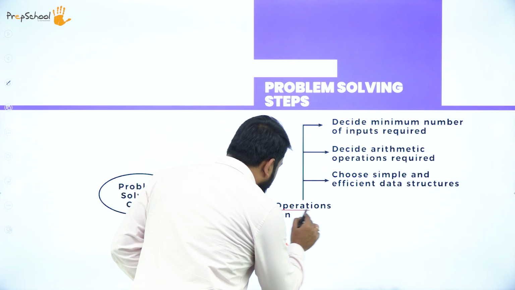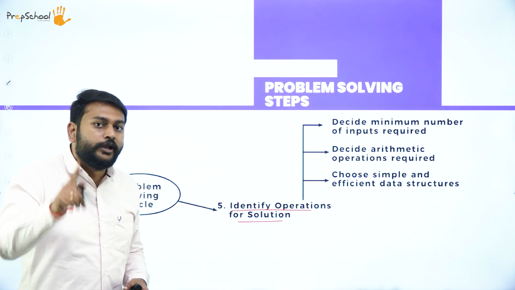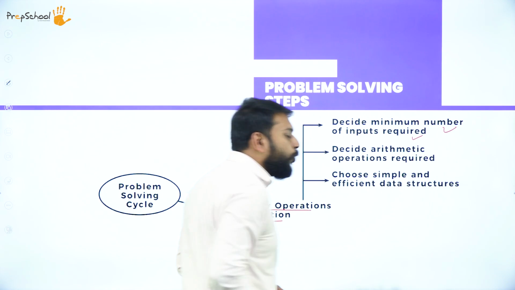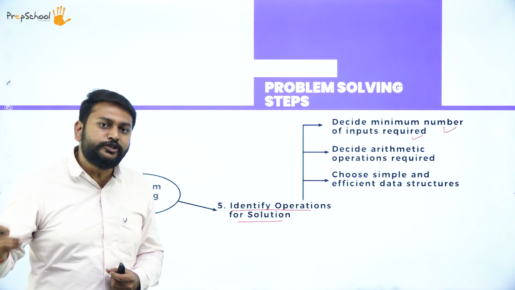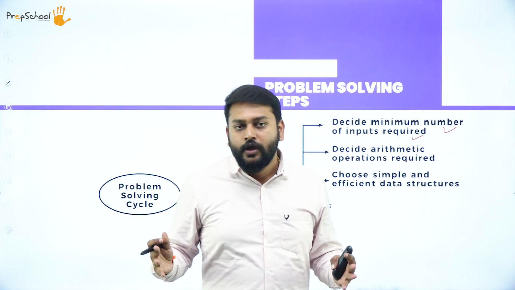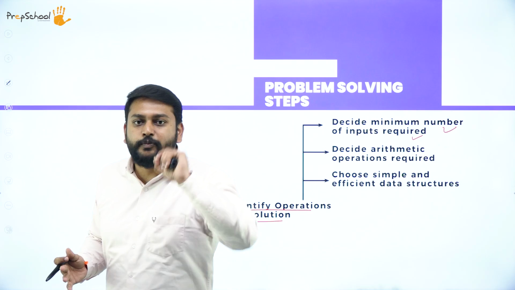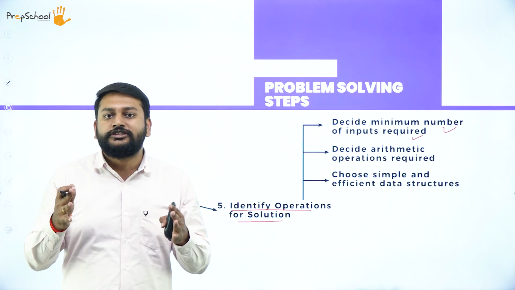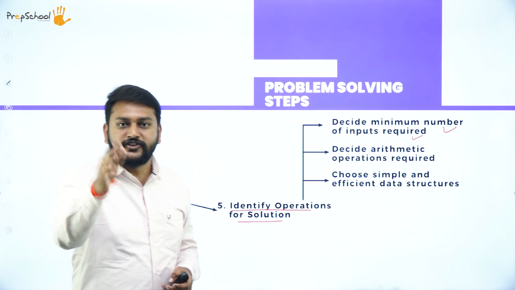Then after that, identify the operations for the solution. What is the operation that I have to perform for the solution? Number 1, please remember, decide the minimum number of inputs required. Obviously, if I have a problem, I need to understand what input I have to give to solve this problem. Too many inputs will create confusion and bias. So I need to reduce the number of inputs. All right, so that is the first point.